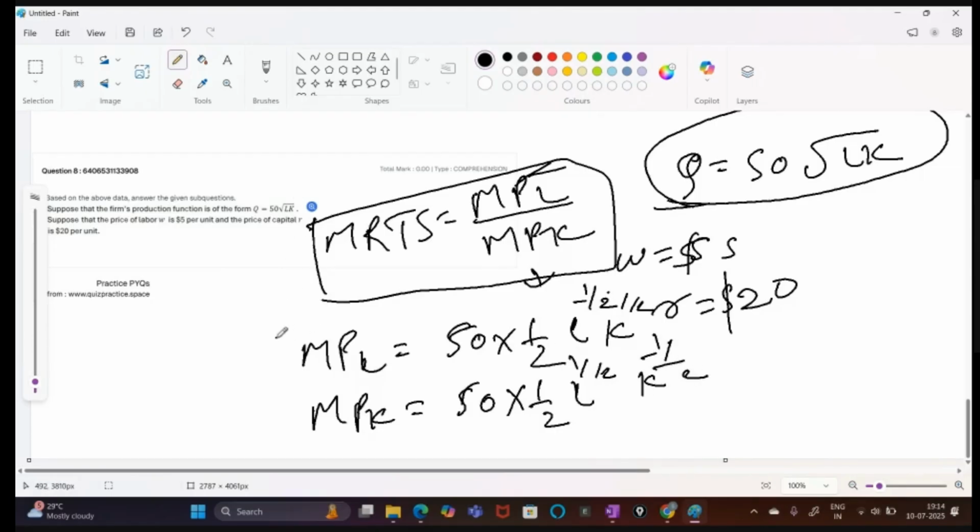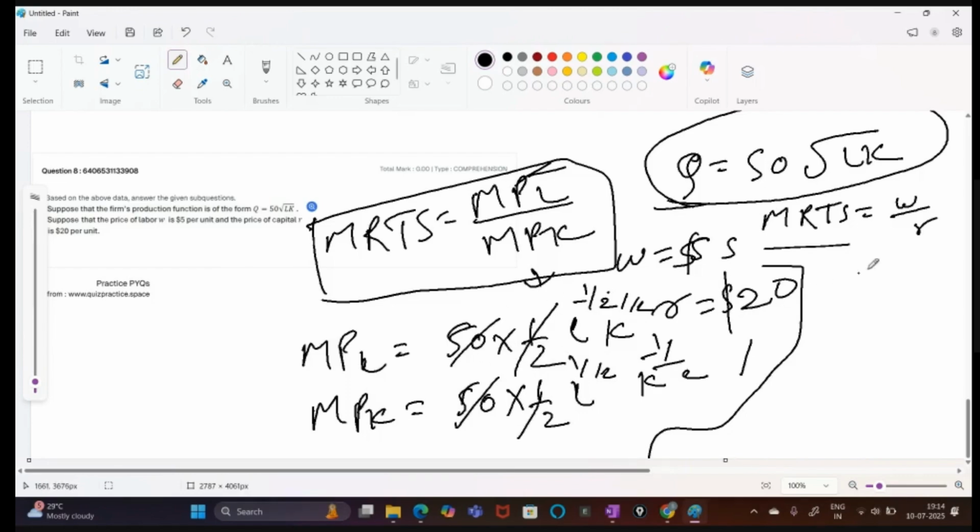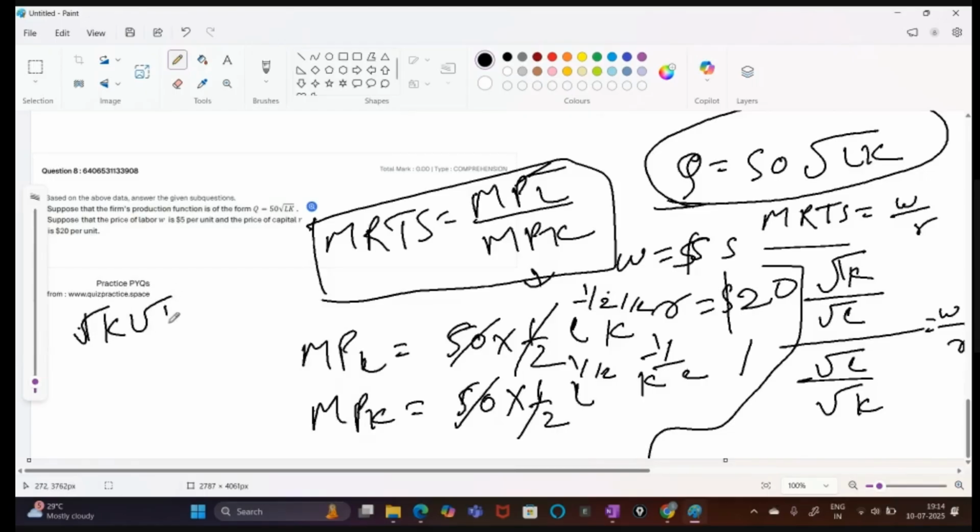And from here, MRTS equal to W by R, and here MRTS equal to MPL divided by MPK. So the common terms will cancel out, and we get root K divided by root L equal to W divided by R. So it will be root K into root K divided by root L into root L equal to W by R.